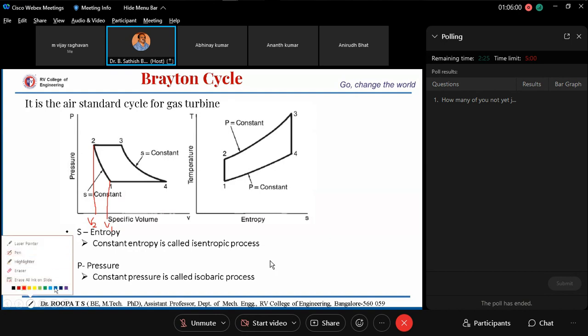Let me take a different color. So this is pressure at 0.2 and here we have pressure at 0.1. So there is increase in pressure, whereas there is decrease in the volume. So from 1 to 2, it is a compressor region where the pressure is increasing by decreasing the volume. Next, what is from 2 to 3?